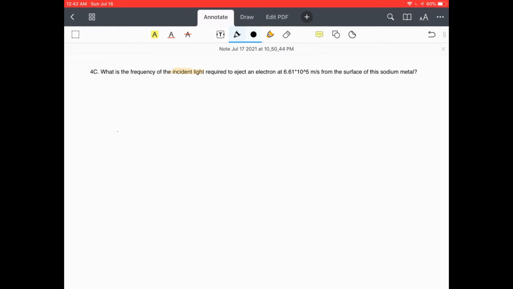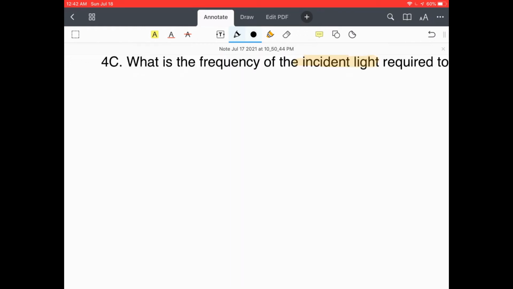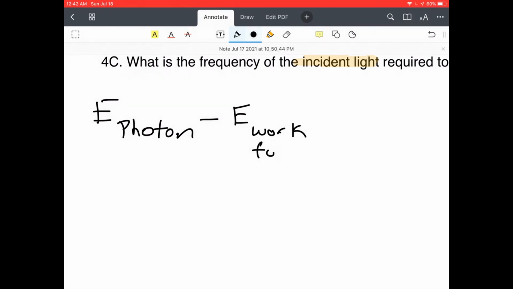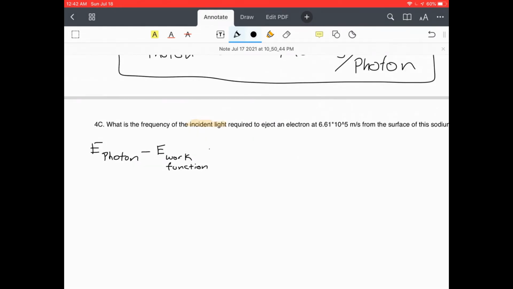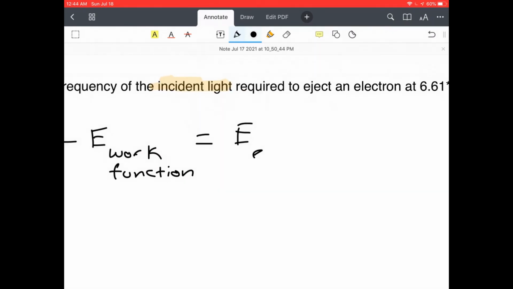So whenever we're talking about the photoelectric effect, we like to use our handy dandy equation: the energy of the photon minus the energy of the work function, or the threshold energy of the metal. I'm trying to use both types of vocabulary here so that you're familiar with it. So we have the energy of the photon minus the energy of the work function is equal to the kinetic energy of the emitted electron.